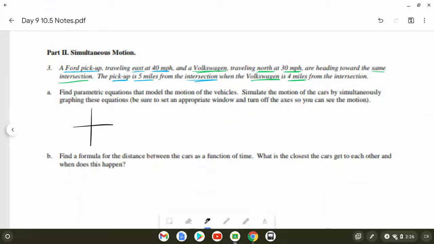Today we're going to continue with Chapter 9, talking about projectile motion, but this time we're going to talk about simultaneous motion. So we're going to have two objects, both in motion, and we're going to be able to see some of their relationships.